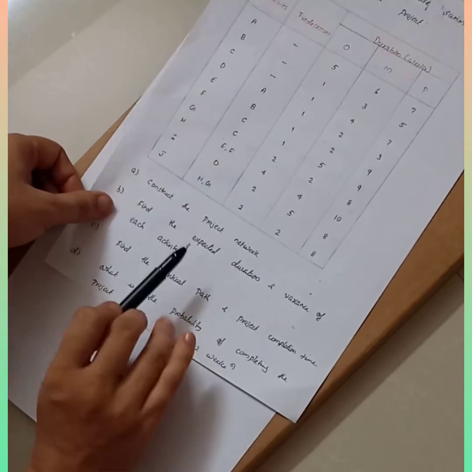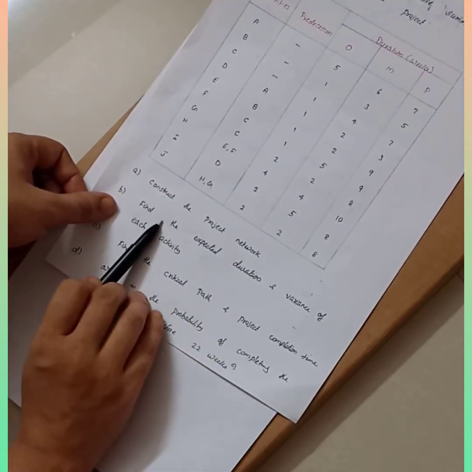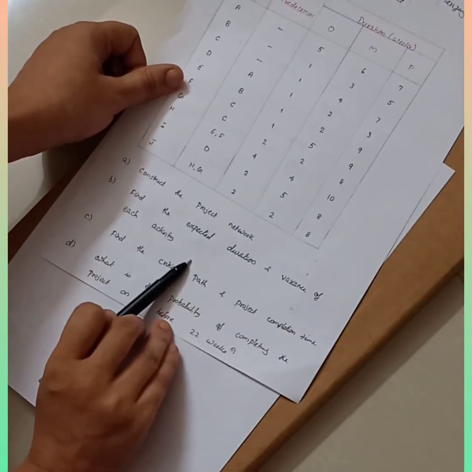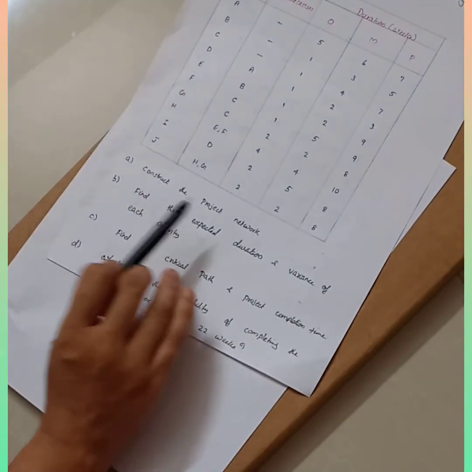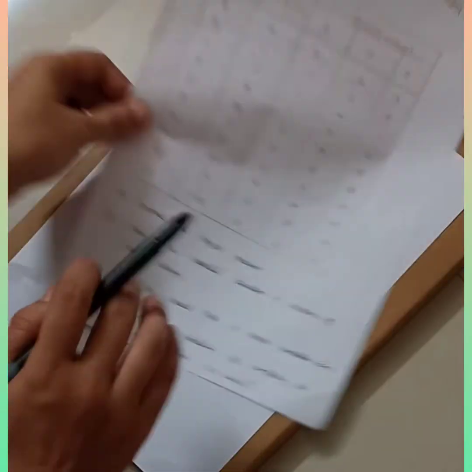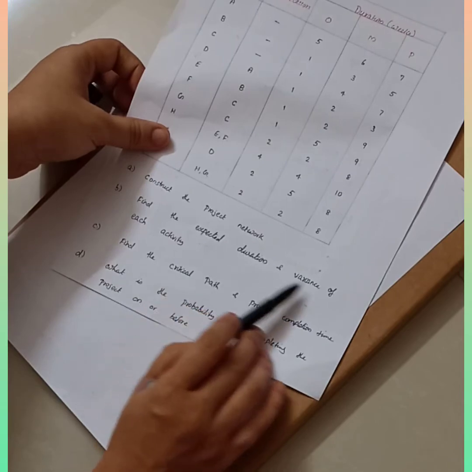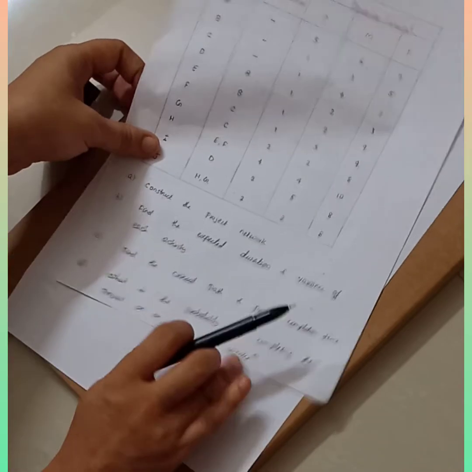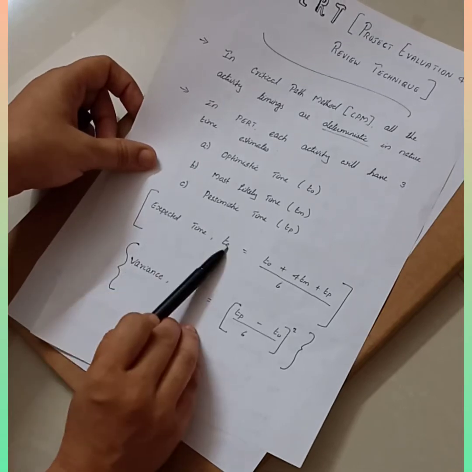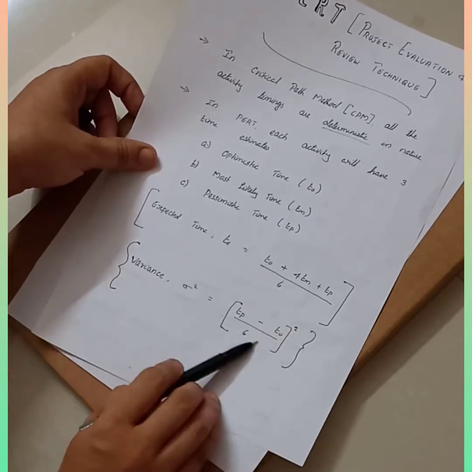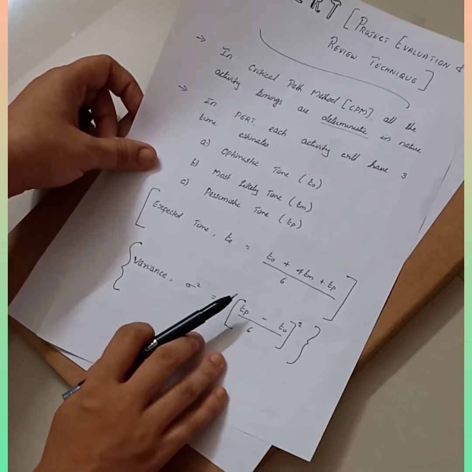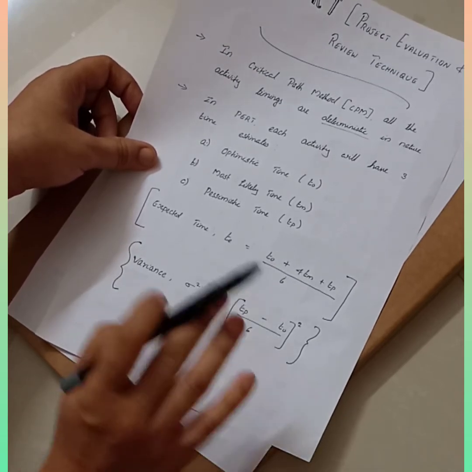Now the next part of the question is to find the expected duration and variance of each activity. The first part is complete; we have our network diagram. Now you need to find the expected duration and variance of each activity. In PERT, what is the formula? Expected duration or expected time is given by this formula, and variance is given by this formula. Using these two formulas we need to calculate the expected time and variance.